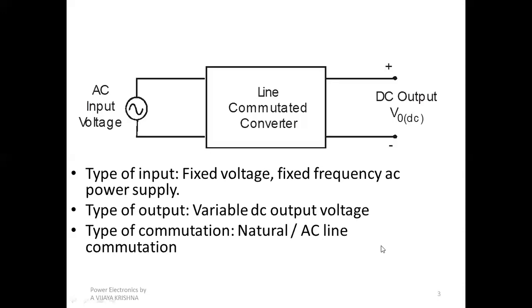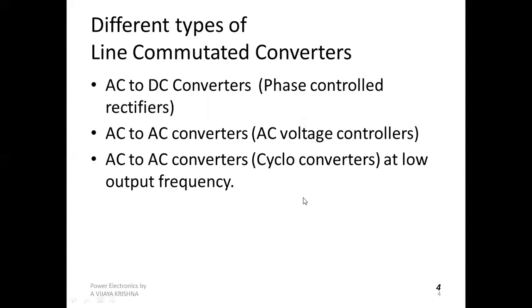There are different types of line commutated converters. Those are AC to DC converters, which come under the category of phase control rectifiers, which we are discussing now. We also have different types of AC to AC converters: AC voltage controllers, and AC to AC converters with a change in output frequency. The above two are fixed frequency converters, but the one below is an AC to AC converter called a cycloconverter, where the frequency can be changed.